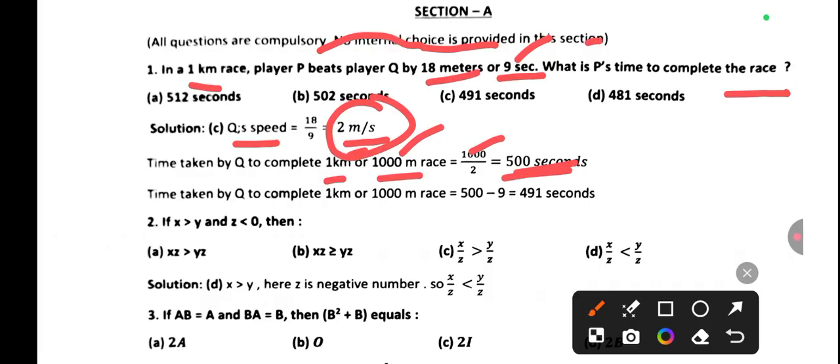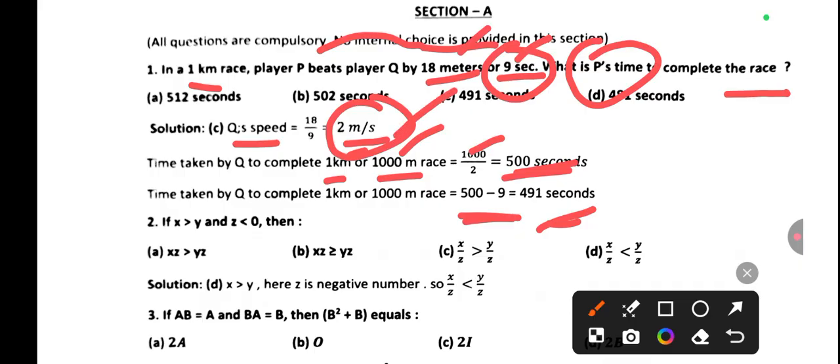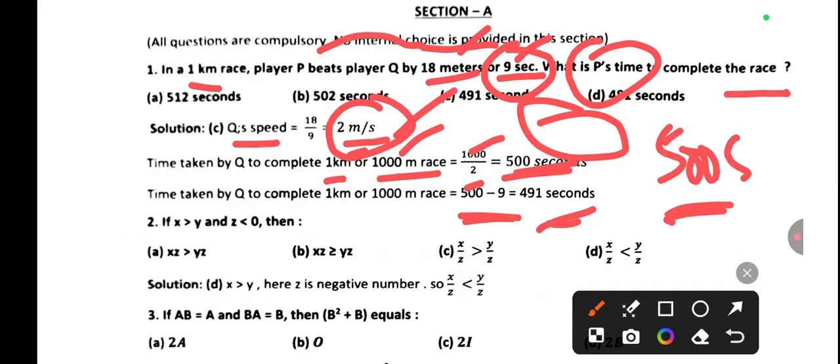But they asked not Q's time, they asked P's time. P is already 9 seconds quicker than Q. So overall, 500 seconds minus 9 seconds gives 491 seconds. Clear? First, 18 meters divided by 9 gives 2 meters per second. Then the time taken by Q for 1 kilometer or 1000 meters, 1000 divided by 2, gives 500 seconds. If they had asked for Q's time, 500 seconds would be the answer. But they didn't ask Q's time, they asked P's time. So 500 minus 9, 491 is the answer.